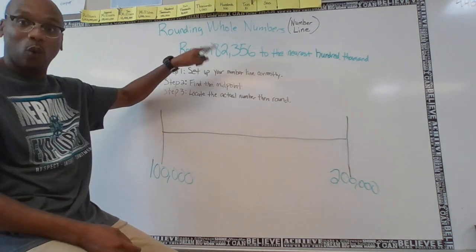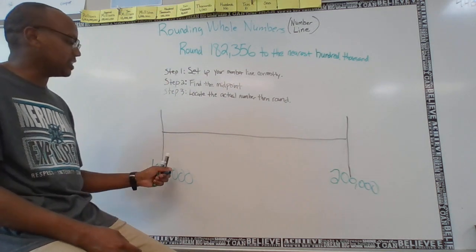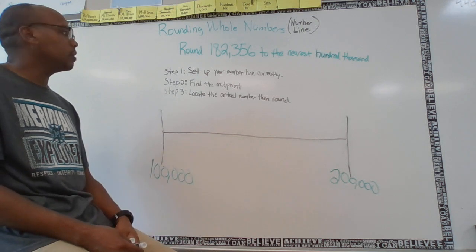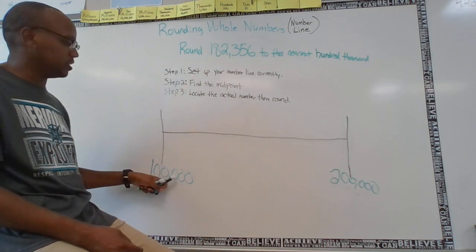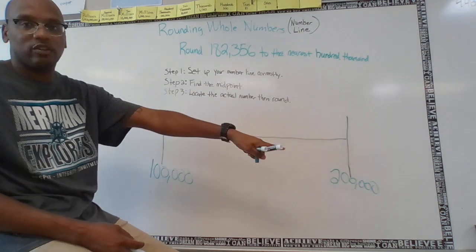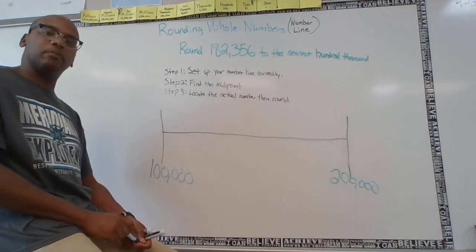My actual number is 182,356. So I set my number line up correctly because the current 100,000, which is 100,000, is on the left, and the next 100,000, 200,000, is on the right. Boom. Step one is good. I set up the number line.